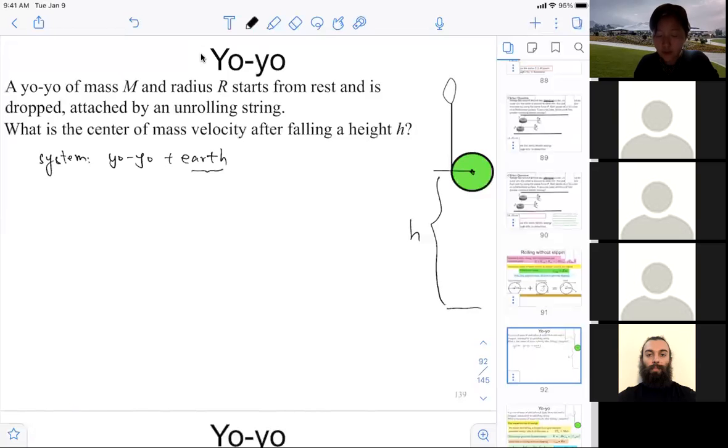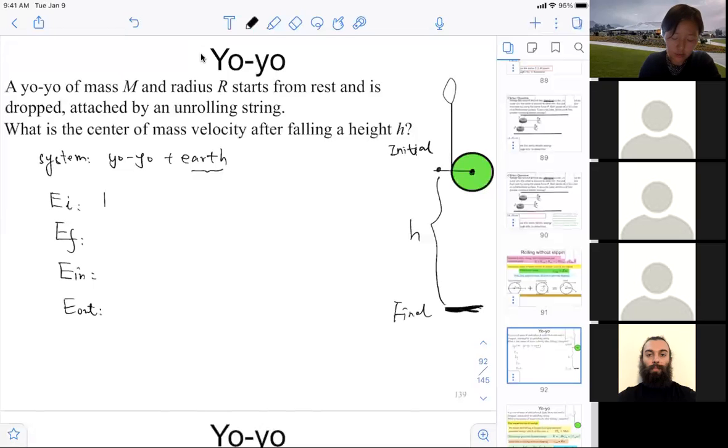And the initial and the final moment are usually, in this case, pretty obvious. Initially is when the yo-yo is at the top, final moment when it falls for a height of h. So the energy, different types of energy, we can label it and then put it together. So initial energy here, you're at the top, you're not rotating, you're not moving, you only simply have a height above the lowest point. So what type of energy is involved?